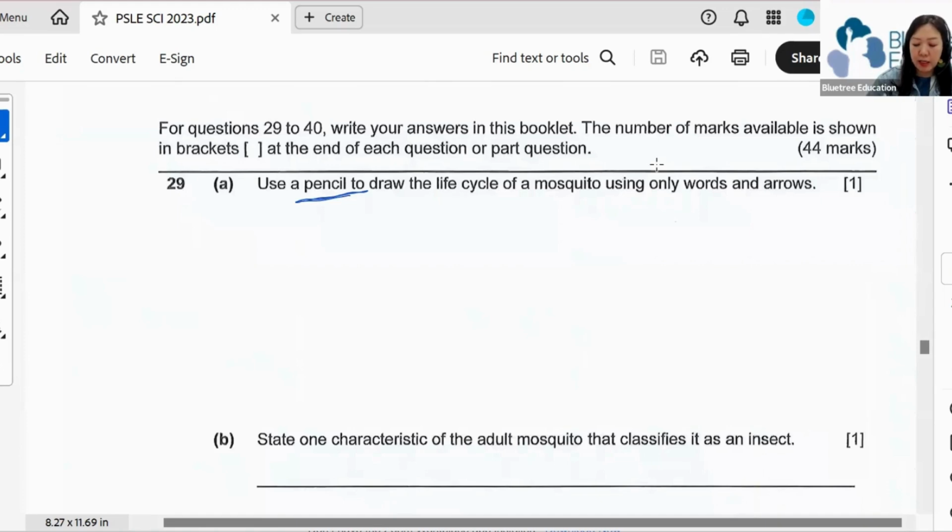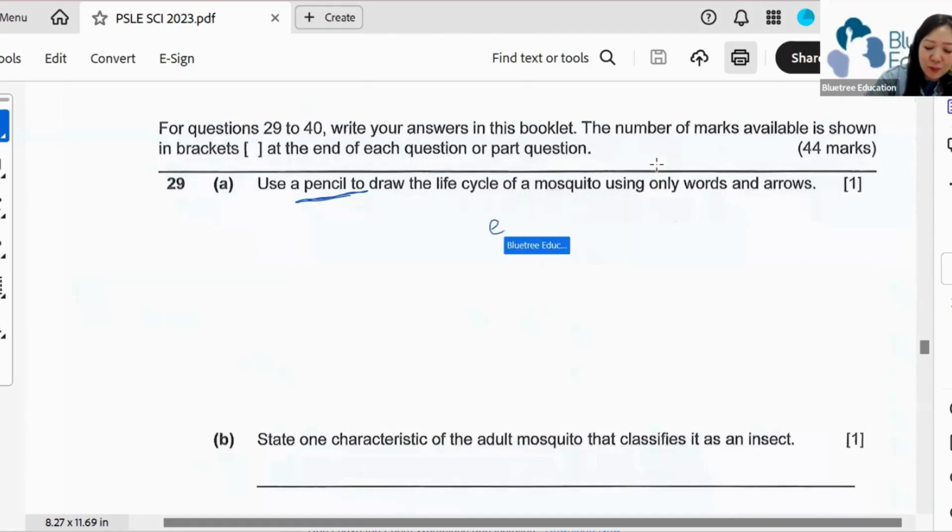And for PSLE, there's a lot of drawing questions, right? Like the electrical system, and sometimes even experimental setup. So you must bring your pencil, right? Okay, so they say using only words and arrows. So they do not ask you to draw a larva or an egg. Only words and arrows.